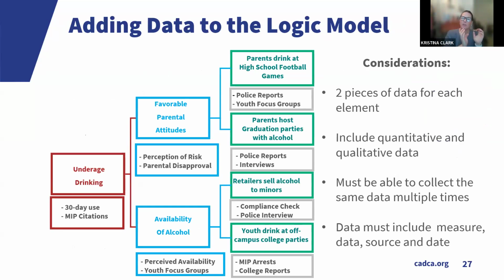So here we're looking at underage drinking. Then for the 2 root causes, it's favorable parental attitudes and availability of alcohol. And then we have 2 local conditions for each. The next, like I said, is we have to match data to it, right? We have to have 2 pieces of data. If you remember, you were with us for the assessment workshop, we want to triangulate data. We need more than 1 piece of data proving what we're seeing, to make sure that, yes, this is an issue in our community. So we want 2 pieces of data for each one of these elements.